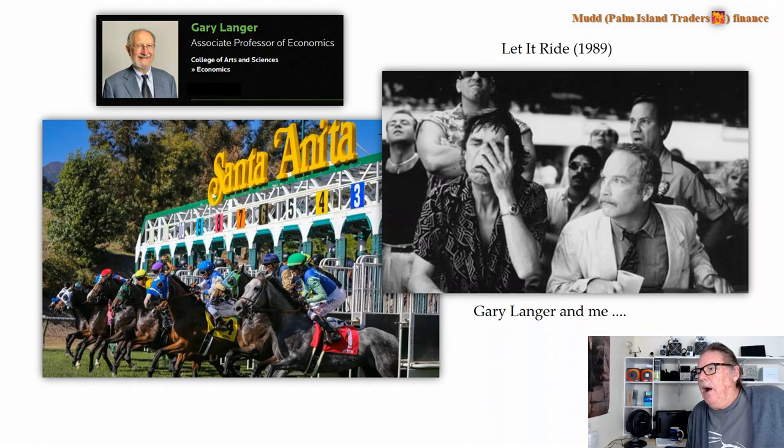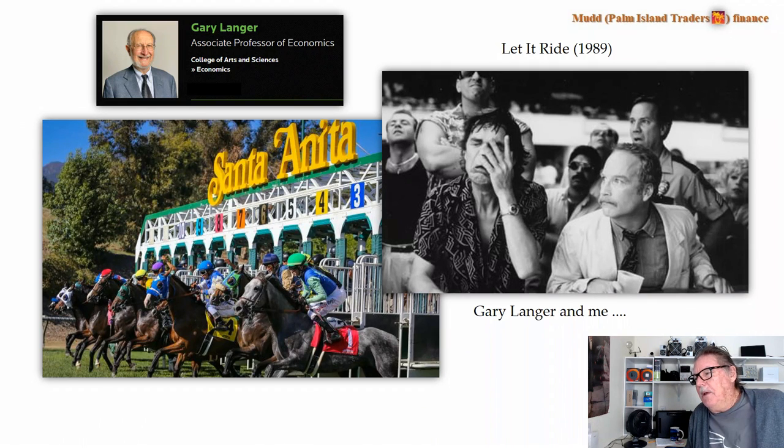The movie Let It Ride, made in 1989 with Richard Dreyfuss, is a really funny movie. I watched it again recently, and I said, yeah, I remember that's the way it was. What he does in this movie is not something people did very much. But as you can see here, this sense of anxiety and desperation and excitement at the track happened even if you're running a model.